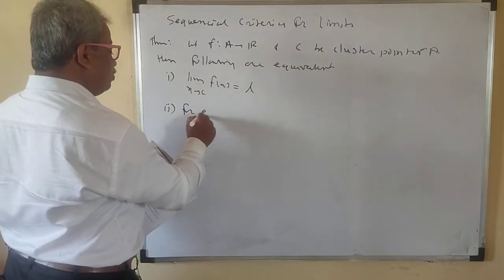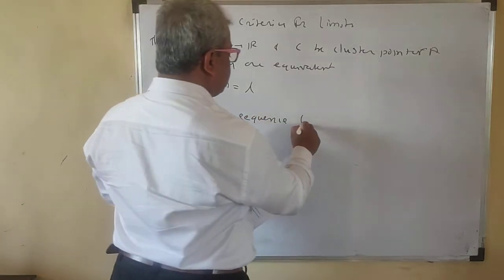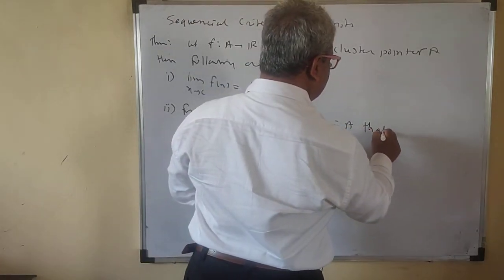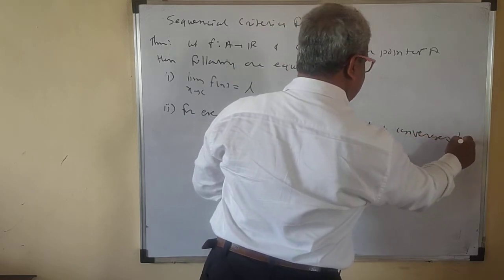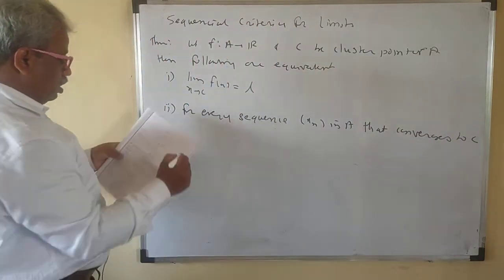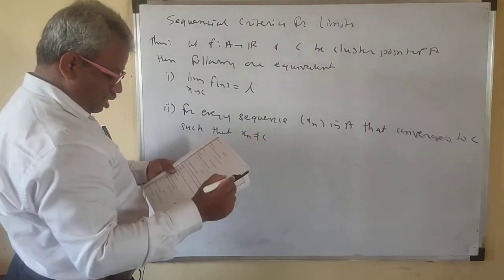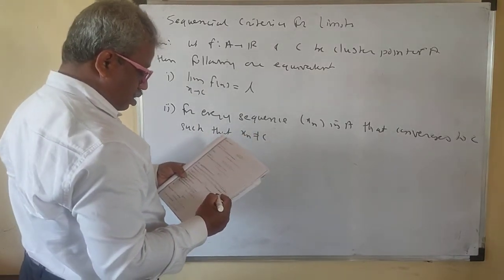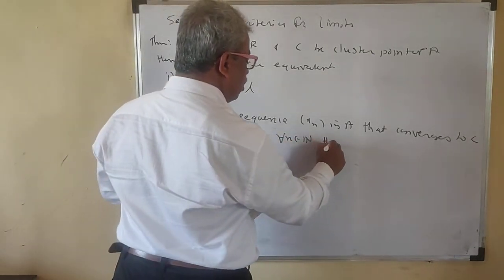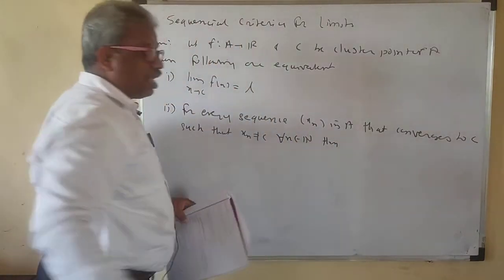for every sequence xn in A that converges to c, such that xn not equal to c for all n belongs to N, then the sequence. So you read carefully.